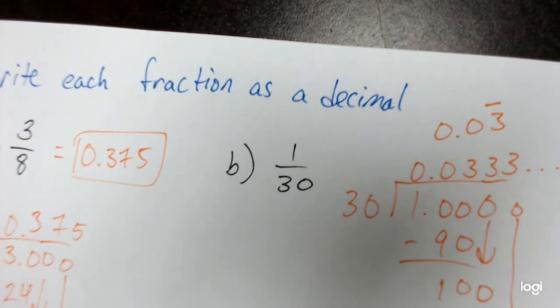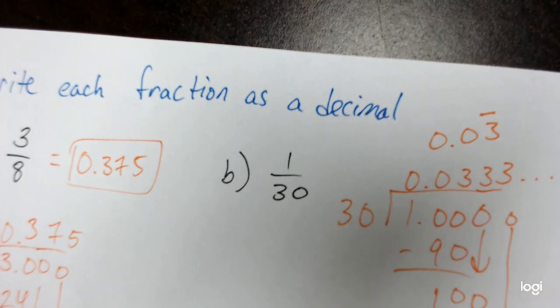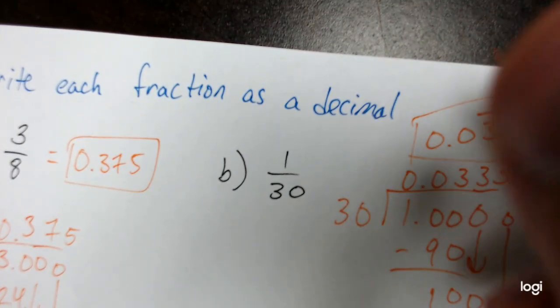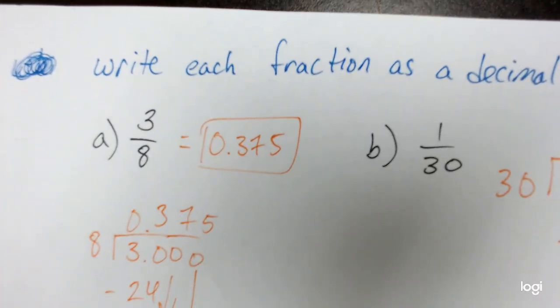Could you have 2 numbers repeat? Yeah, you could have a pattern that goes 25, 25, 25. If you see that you have the same 2 numbers repeating, you put the line over those 2 numbers. And sometimes you'll even have 3 numbers that repeat. So if you see 3 numbers that are repeating, you put a line over all 3 of those numbers. But either one of these will be our final answer for B. Okay? That's how we write each fraction as a decimal.